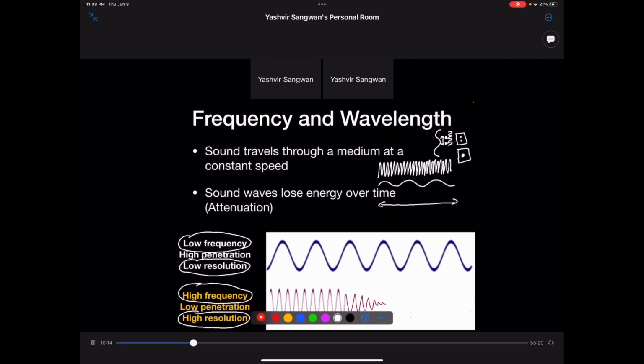Now you would say, why would you ever want a low resolution image when you can get a higher resolution image? And the answer to that is what I said before. After about 200 wavelengths, the sound energy is almost gone. So that means if I use a high frequency probe, yes, I will get a high resolution image, but after 200 wavelengths, I'm done. So therefore, these high frequency probes can only see tissue 1 to 6 centimeters in depth.